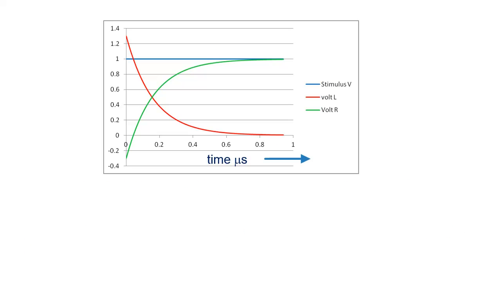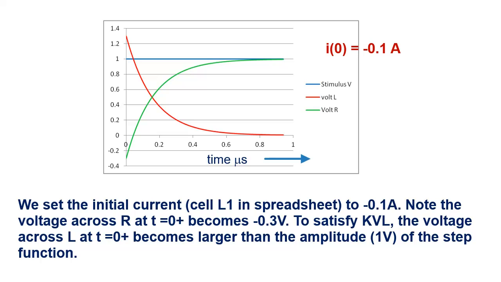Now let us consider the case of initial current through the inductor to be non-zero. For example, we set the initial current to negative 0.1 amps, stored in cell L1 of the spreadsheet. Note the voltage across R at t equals 0 plus becomes negative 0.3 volt, because the current is flowing opposite to the convention in our schematic. Hence, to satisfy KVL, the voltage across L at t equals 0 plus becomes larger than the 1 volt amplitude of the step function.